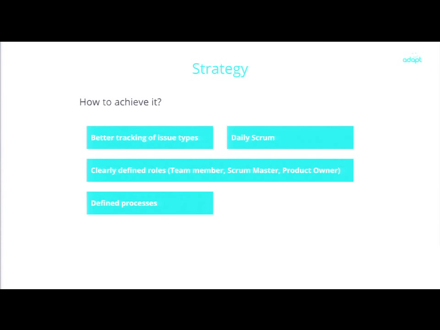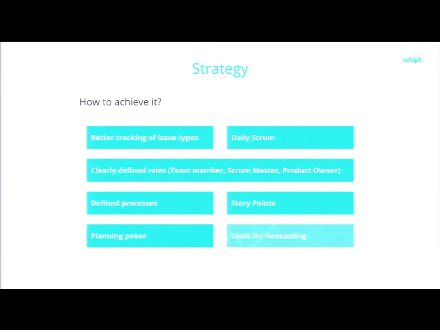Next, we needed to define our processes. And now this is where the dear developers come and say, hey, we don't need processes because you've got the manifesto. Yeah, but we really didn't have anything. So we needed just to get the basics right. It might be a good idea to start implementing the basic processes, maybe a bit more strict than you would do when you are working agile. But then later on, you can start removing the processes that you don't like. And then we got the concept of story points, planning poker, and tools for forecasting.